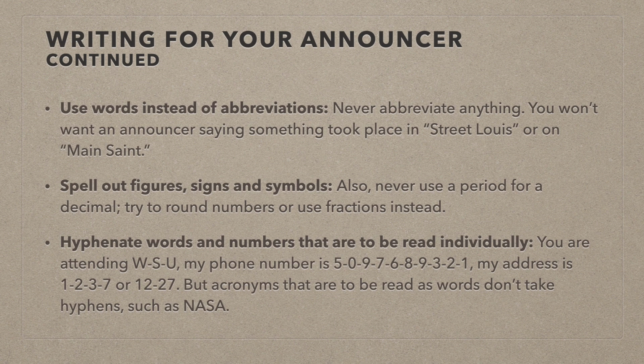Also, if you have words or numbers or letters that are to be read individually, you want to put hyphens between them so your announcer doesn't try to say them like words. So WSU is going to take hyphens in it. A phone number should have hyphens in it for individual numbers so that your announcer says them as individual numbers and doesn't try to jam them together. In this example, if you wanted to do 93-21 at the end of my phone number, so the announcer would say 9321, that's fine, but you don't want to just jam it all together like normal. If it's an acronym that's supposed to be read like a word, like NASA, you don't want hyphens in that.